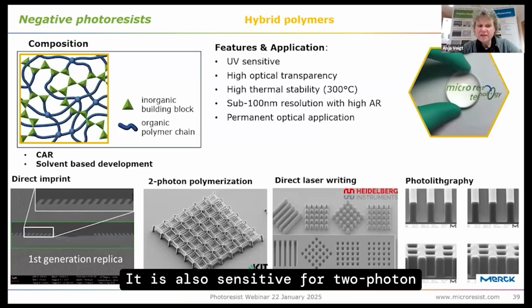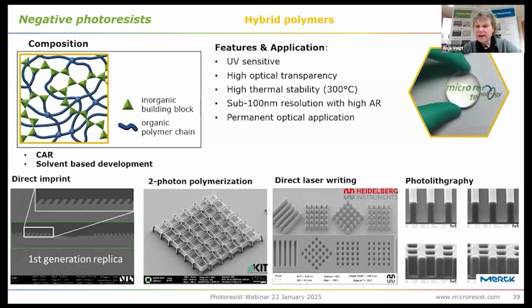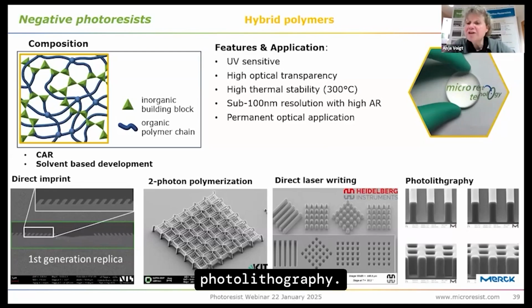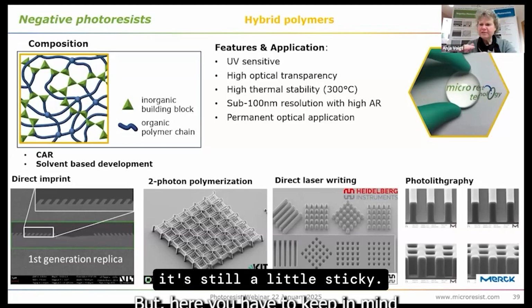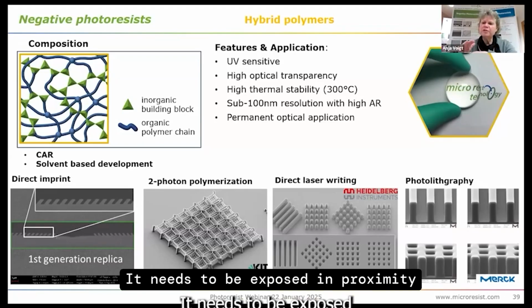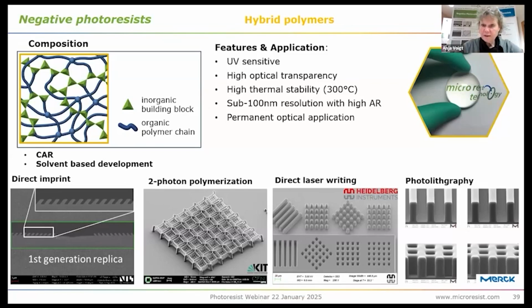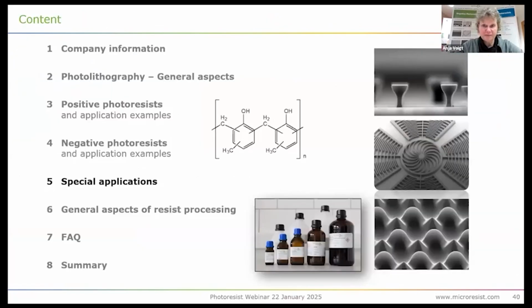It is also sensitive for 2-photon polymerization with a femtosecond laser at 780 nanometers. It can be exposed by laser direct writing or also by classical photolithography. But here you have to keep in mind it's still a little sticky. It needs to be exposed in proximity exposure. But finally, you have the very stable and highly transparent pattern.